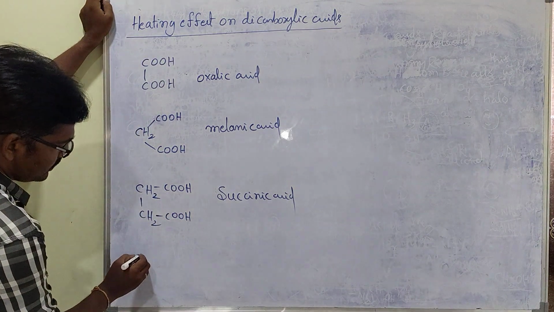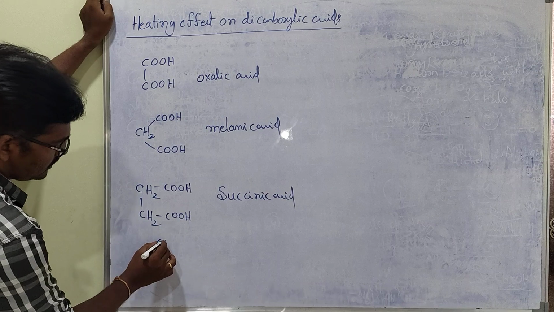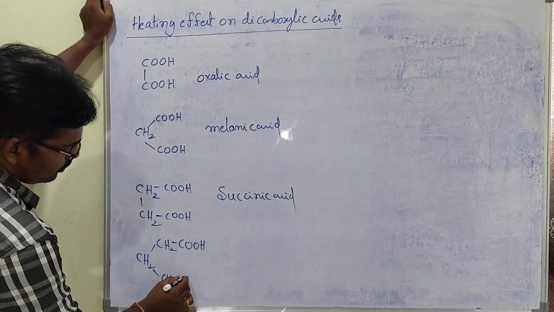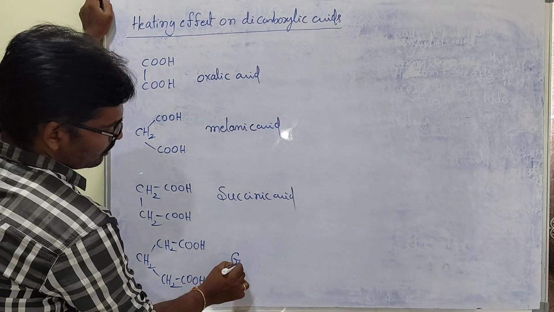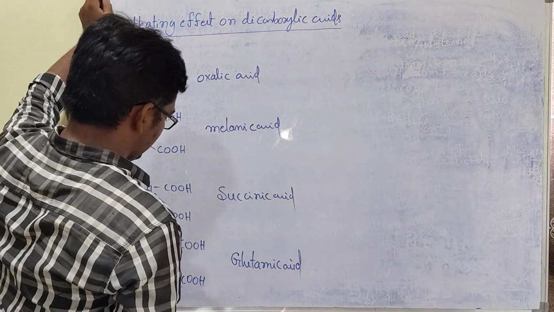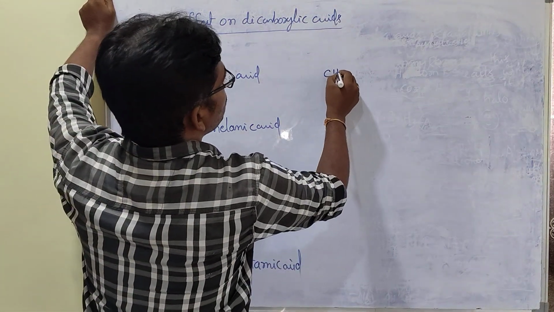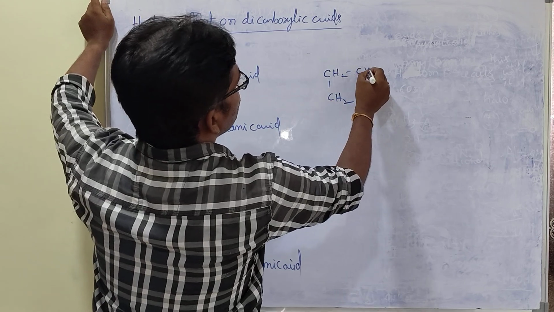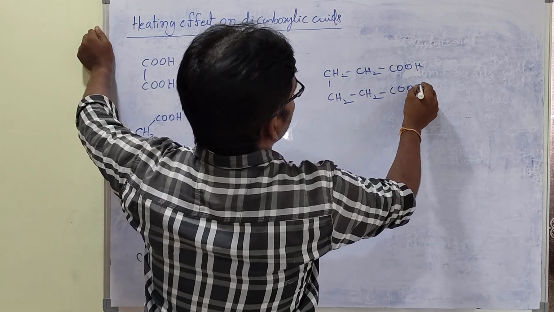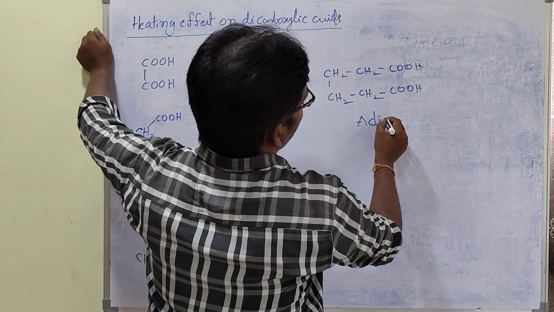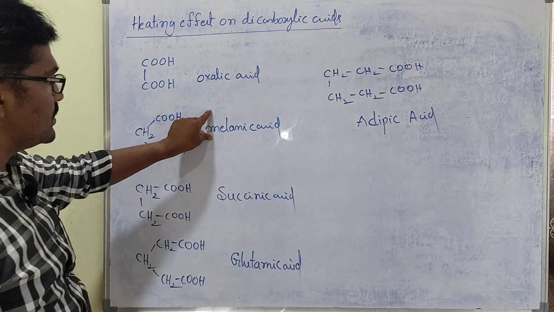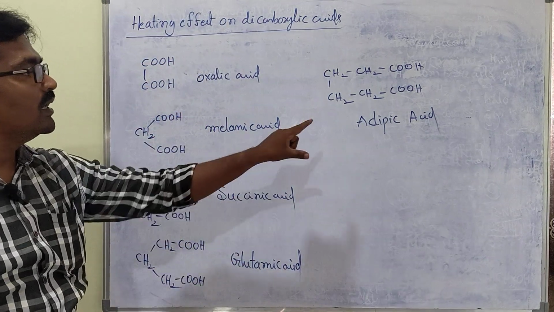Then next, CH2, CH2, then COOH: glutaric acid. Then CH2, CH2, CH2, CH2, then COOH, COOH. This we call adipic acid. Oxalic acid, malonic acid, succinic acid, glutaric acid, adipic acid.